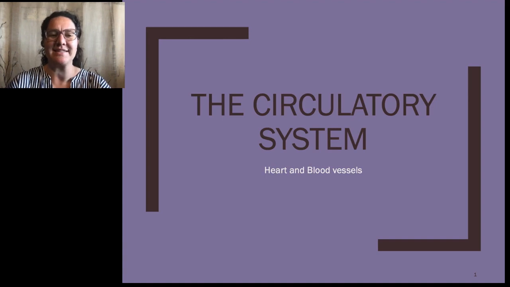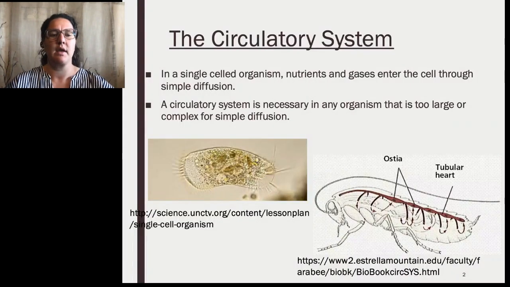Hi everyone. This lesson is on the circulatory system, specifically the heart, blood vessels, and structures of the circulatory system. The circulatory system can be very different in single-celled organisms versus multicellular organisms. In a single-celled organism, nutrients and gases enter through simple diffusion. But once you have a larger organism, we need a more complex circulatory system because simple diffusion isn't enough; the organism's too large.